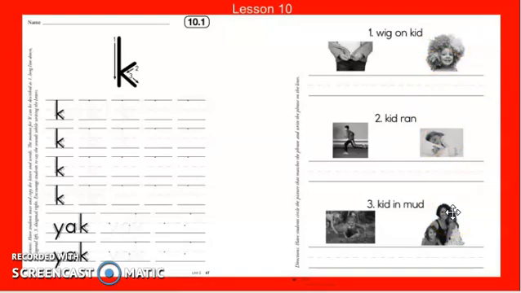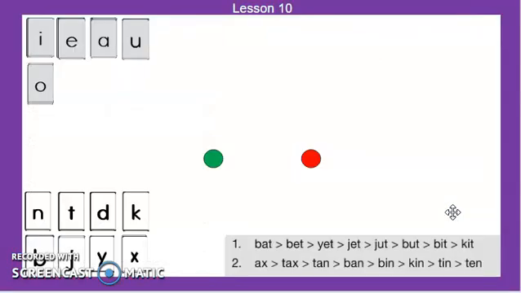The last thing we have to do is, of course, chaining. Here are your words, and this is going to complete your lesson. So pause this, and then when you're done chaining, you're good to go.